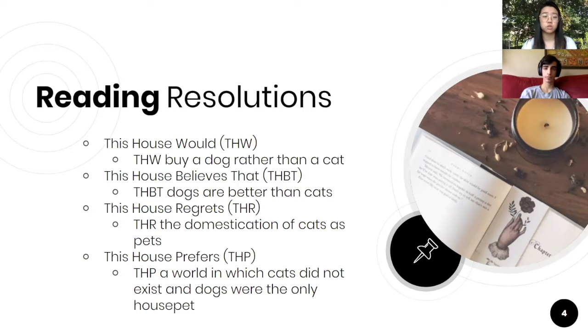The next resolution on the screen is THR, which stands for This House Regrets, and then THP, which is This House Prefers. And these two are kind of like 2 sides of the same coin in a sense, one being the positive and one being the negative.